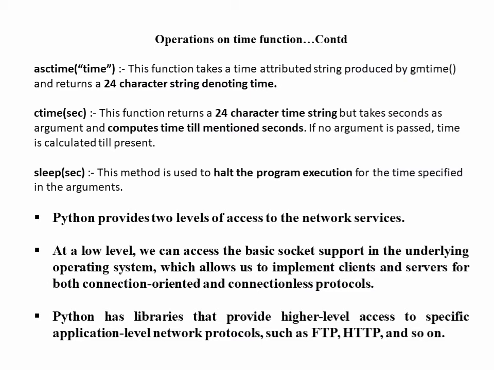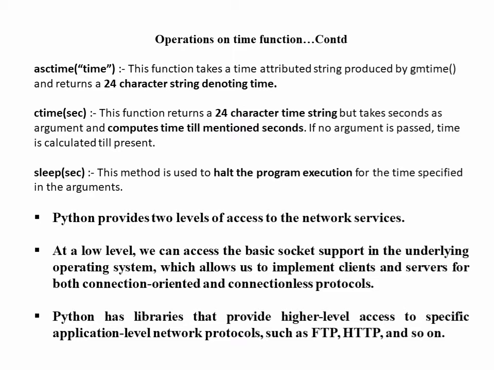Then asctime, with time within parentheses. This function takes a time attribute structure produced by gmtime and returns a 24 character string denoting time. Then ctime(sec). This function returns a 24 character time string but takes seconds as an argument and computes time till the mentioned seconds. If no argument is passed, time is calculated till present. Sleep(sec) is used to hold the program execution for the time specified in the arguments. You can mention here the number of seconds. After that many seconds, the program will be halted.